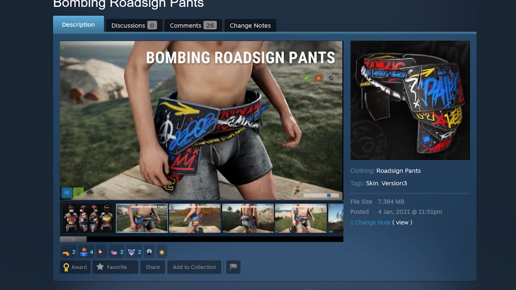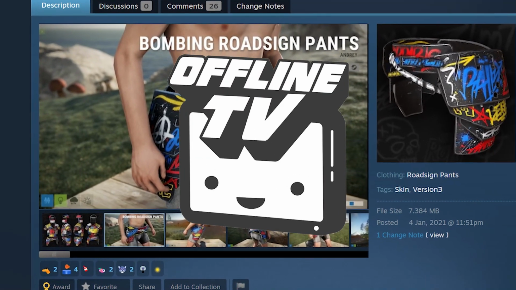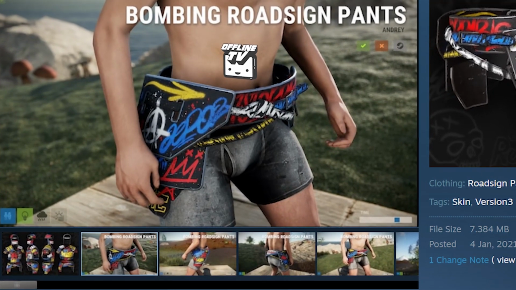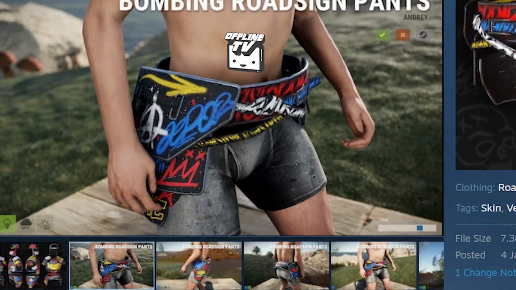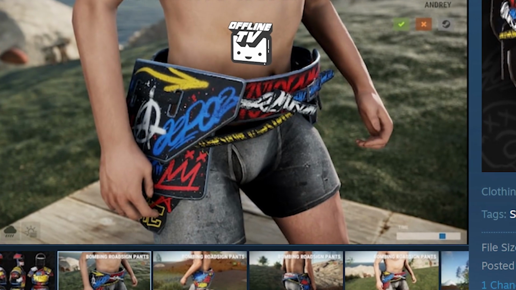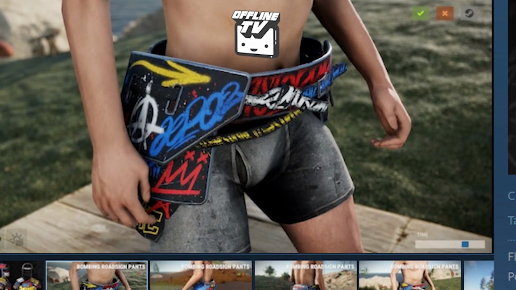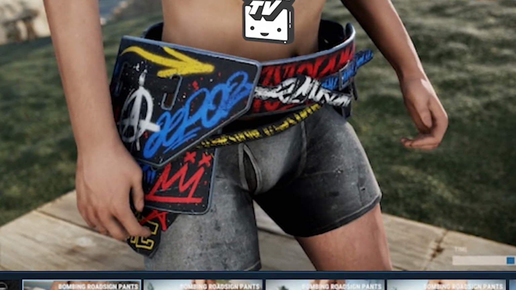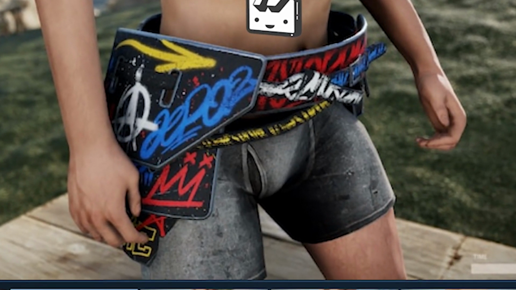But this is where we enter when the offline TV server happened, and it just so happened that the bombing set was used by streamers and was seen by many viewers. By fate, the Tier 2 armour for the bombing set was introduced to the workshop on January 4, 2021, with the next Rust store rotation going to be appearing on January 7.